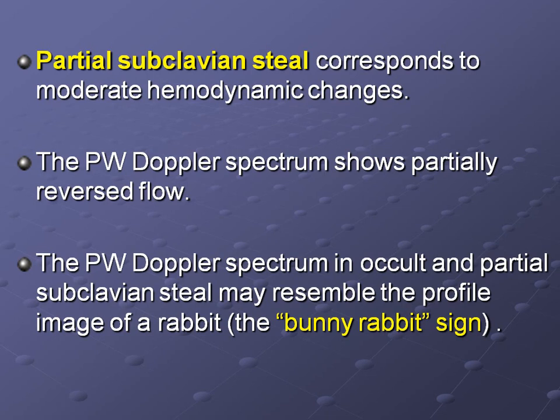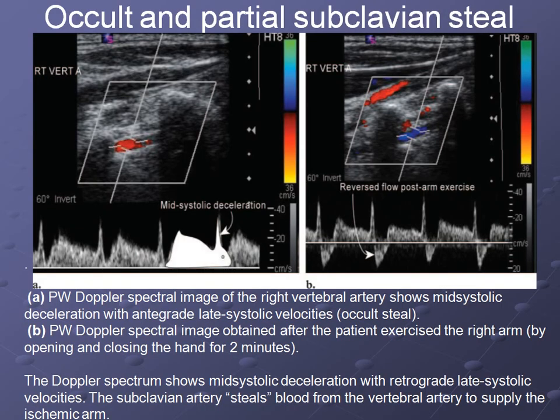Partial subclavian steal corresponds to moderate hemodynamic change. The pulsed wave Doppler spectrum shows partially reversed flow, with what's called the bunny rabbit sign. What's the bunny rabbit sign? This sign here. You can see this shape looks like a rabbit. This is the ear and this is the face. This is the bunny rabbit sign indicating partial steal. It looks like a rabbit with a very long ear. This is in the vertebral artery steal.